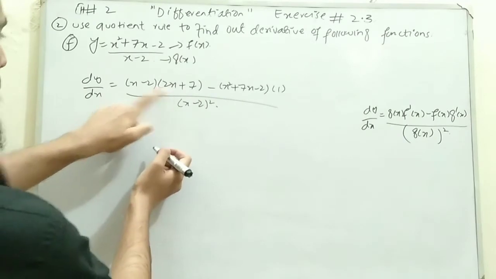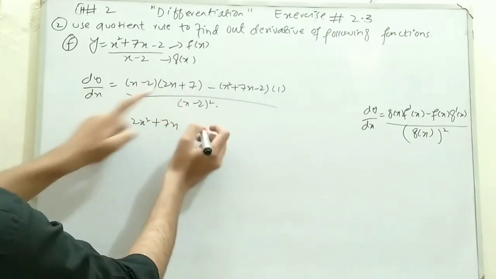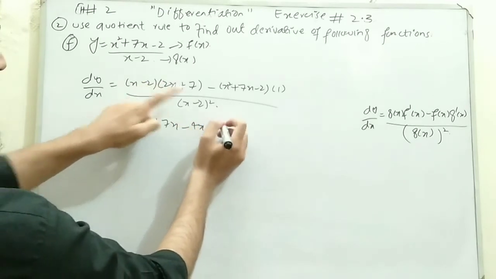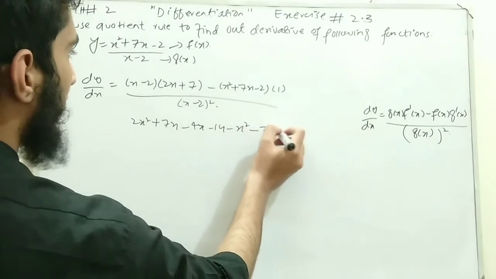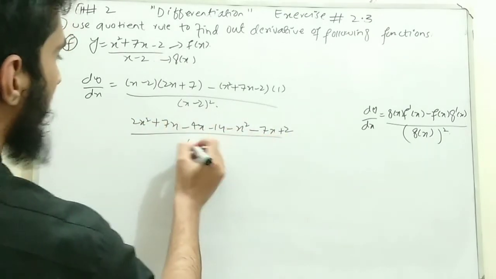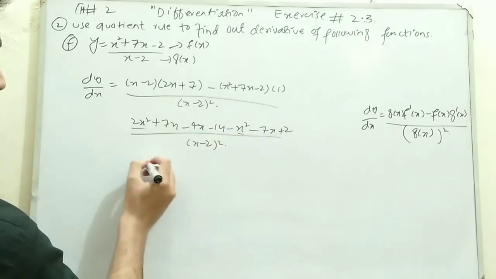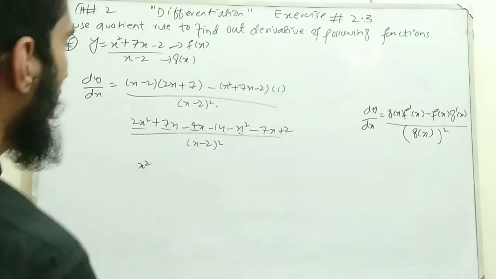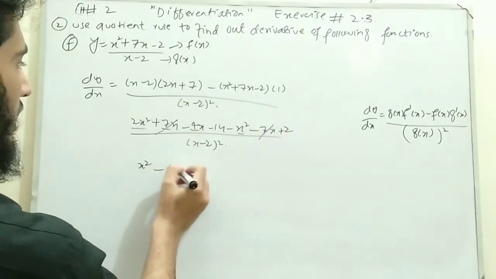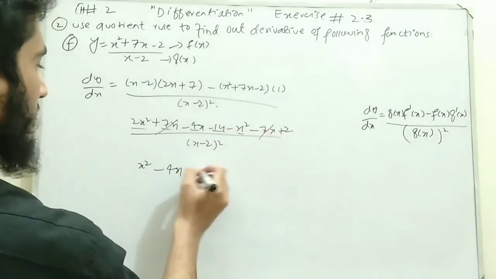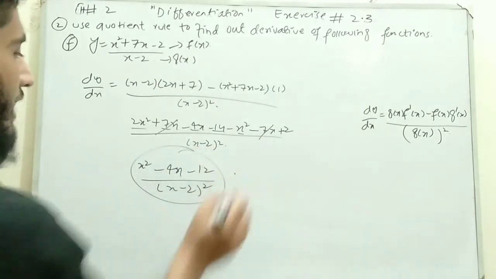Now multiplying 2x with x, it gives us 2x square, multiply x with 7, it gives us 7x, multiply 2x with 2, it gives us minus 4x, 2 multiply 7 gives us minus 14, here it becomes minus x square minus 7x and plus 2, whole divided by x minus 2 whole square. Now after simplification, 2x square minus x square gives us x square, 7x minus 4x, 7x is cancelled out with negative 7x, so we are just left with minus 4x, and after this minus 14 plus 2 gives us a value minus 12, divided by x minus 2 whole square. Now this is the required derivative.